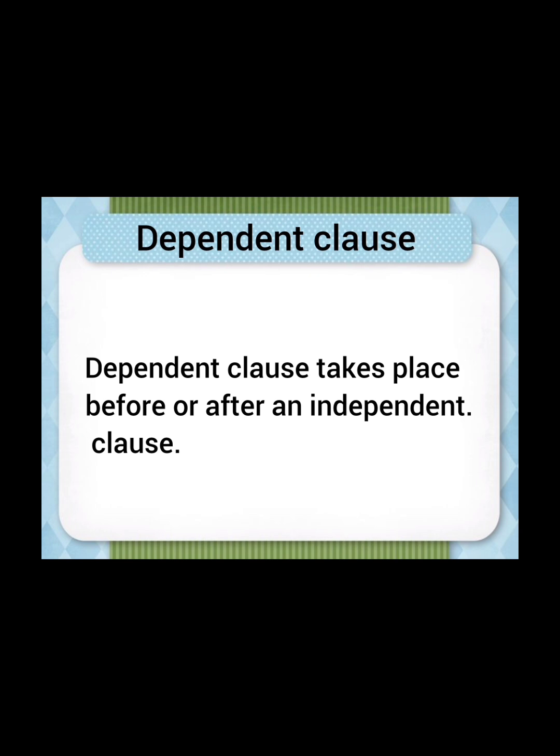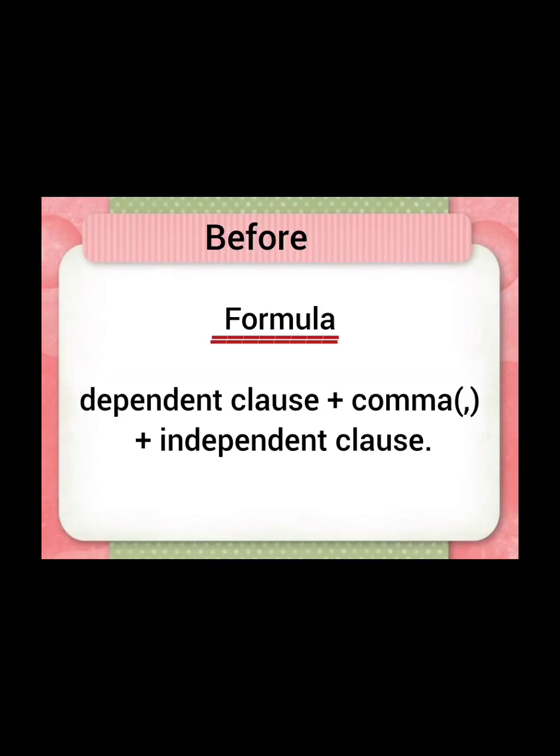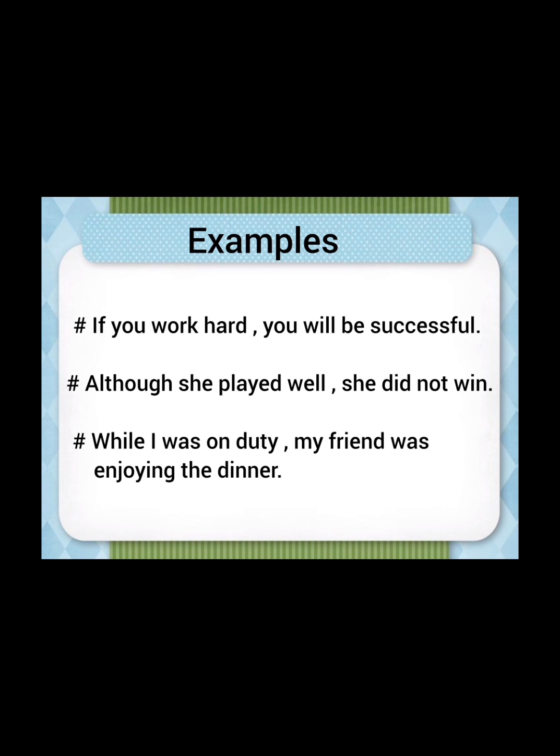Dependent clause plus punctuation mark, that is comma, plus independent clause, and it will be a sentence. For example, if you work hard, comma is there, you will be successful. This is the construction of a sentence: if dependent clause is at the start of a sentence, then a punctuation mark is a must before the independent clause. Although she played well, she did not win. While I was on duty, my friend was enjoying the dinner.